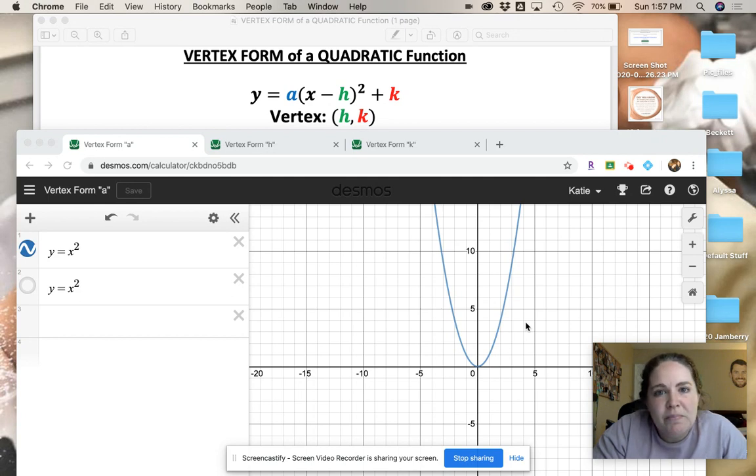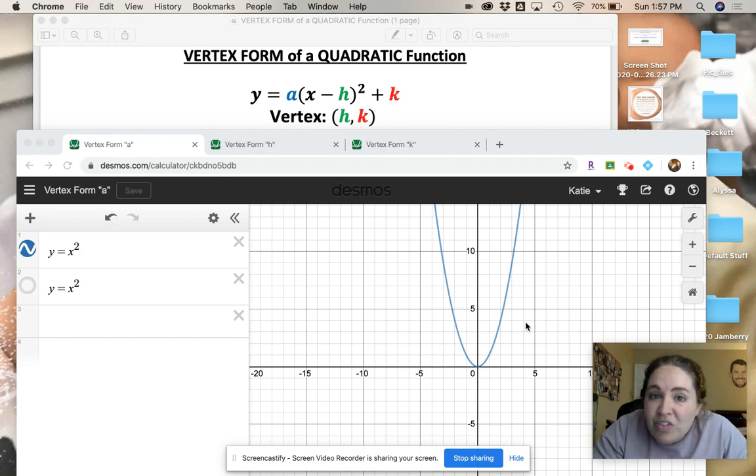So up here at the top of the screen, you'll notice that we've got our vertex form of a quadratic function. If you look at that equation there, that's our basic equation. We've got the a value, the h value, and the k value. Those are each going to do different things to our parabola, and we're going to talk about what those things are. So notice that the vertex is found right there in the equation by using the h and the k value that are written there.